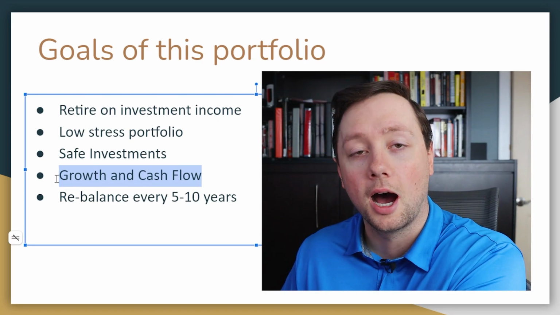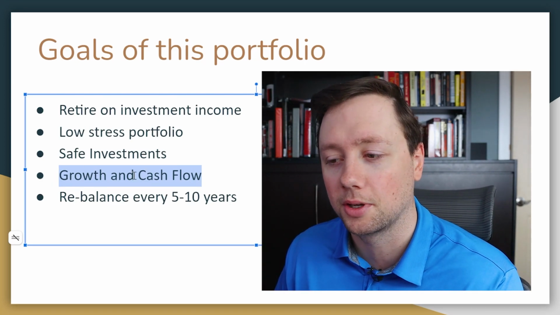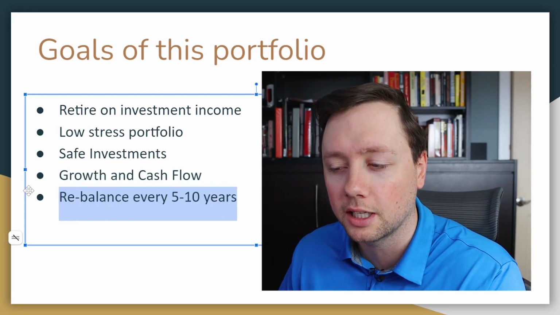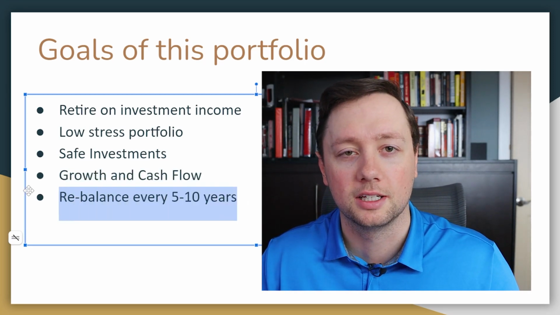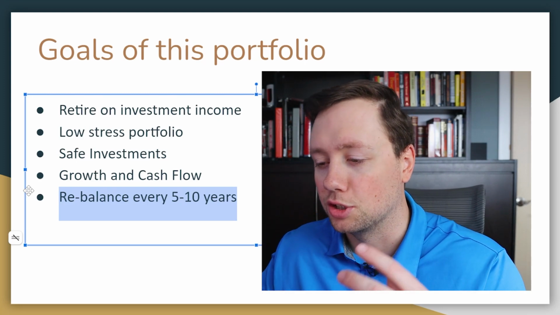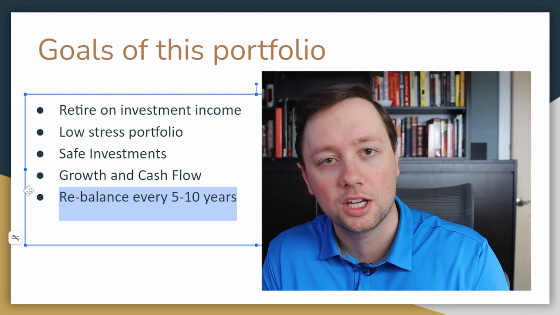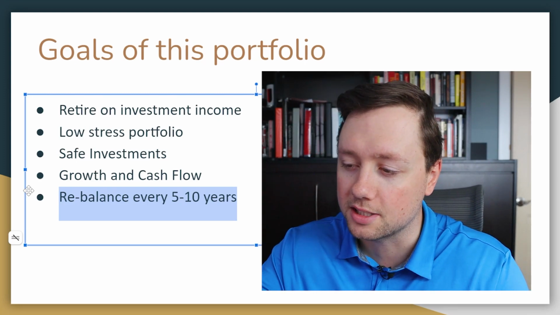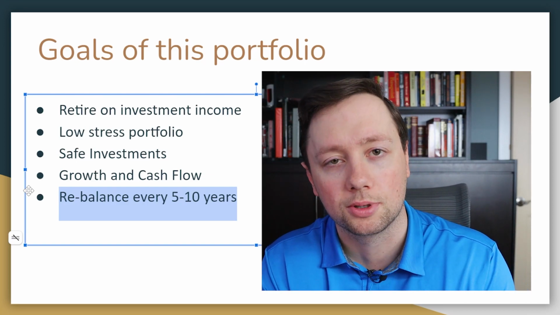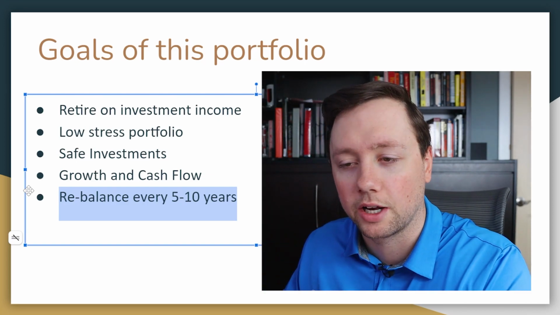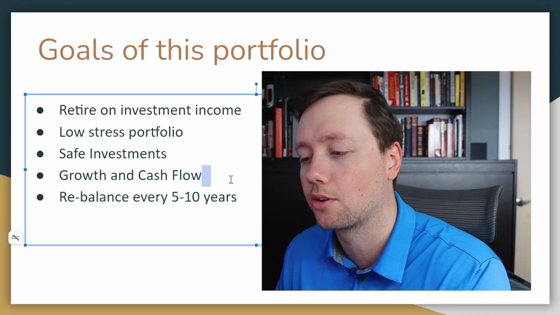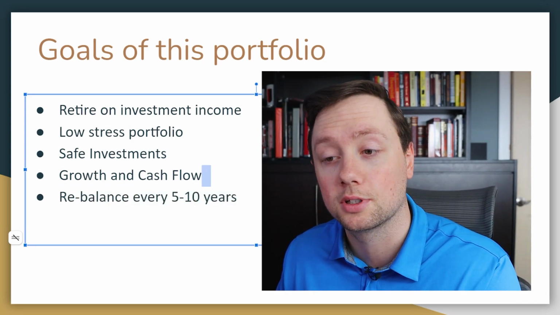It is going to be a mix depending on your age, and we're going to talk about that in just 1 minute. And you're only going to have to rebalance this every 5 to 10 years. What I mean by rebalance is check in and make sure that the allocation in this portfolio of fixed income and equities is appropriate to where you're at in life. And I'm going to walk you through all of that. But these are the goals of the portfolio that I'm about to explain to you.